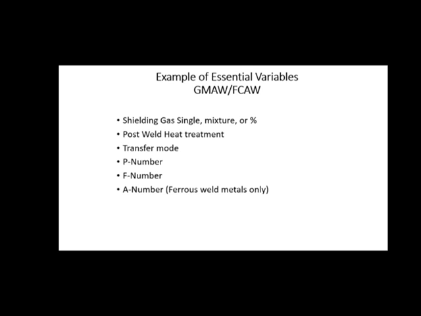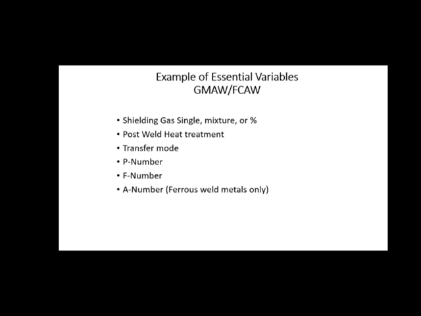Examples of essential variables. These are some examples of essential variables for gas metal arc welding and flux core arc welding, which under ASME Section 9 are considered the same process. Even though there's some differences, under ASME Section 9 they call it the same. So you'd have shielding gas mixture or percentage of the composition as one of the essential variables, post-weld heat treat, transfer mode. And the three we're going to talk about in this presentation are P number, F number, and A number.